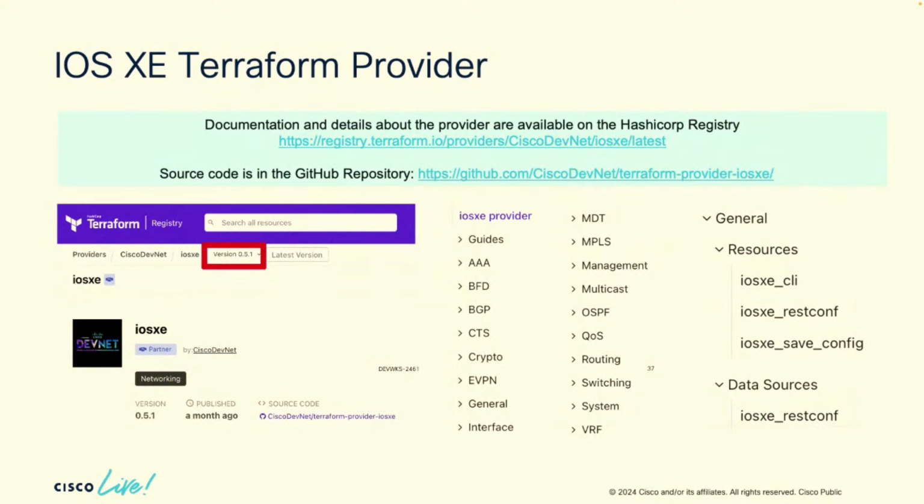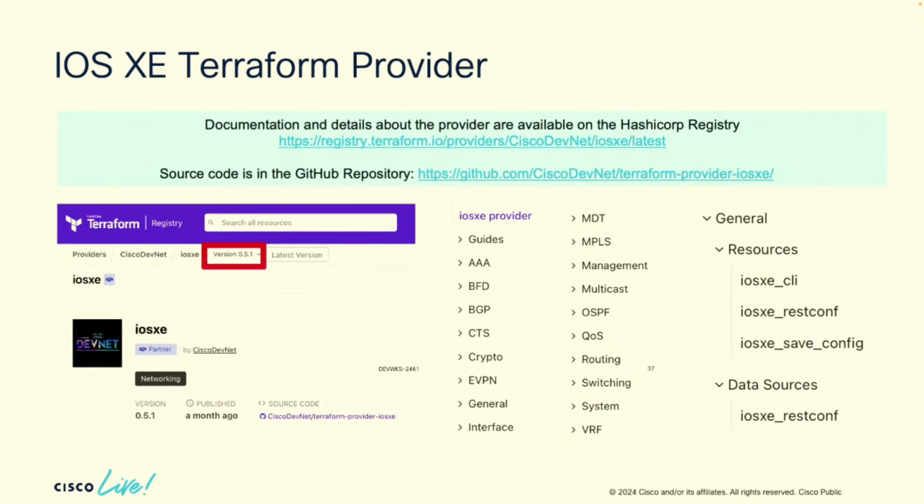So we have a Terraform provider specifically for Cisco IOS XE. This can be found on the Terraform registry, and this one is completely declarative. You can see an example of some of the features that are supported here, but one thing to note with this particular provider is that if there's anything you can do with RESTconf, you can do it with Terraform.